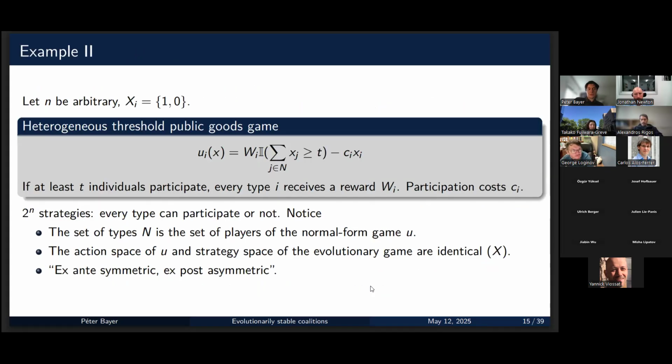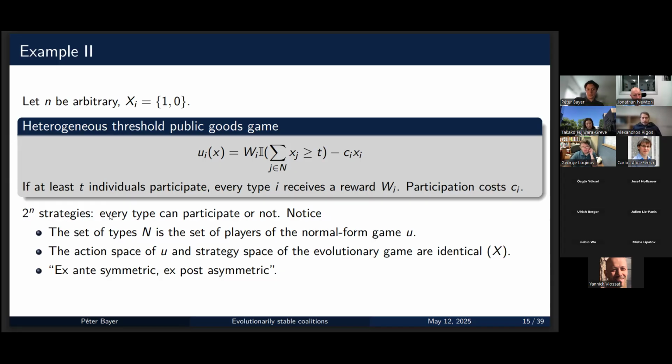Okay, I will have an example. N is an arbitrary finite number, and the action space for every type is yes or no, 1 or 0. And the game is, I call it the heterogeneous threshold public goods game. So 1 encodes contributing to the public good and 0 encodes not contributing. So here the game is, if at least T individuals in the group contribute or participate, so the sum of the individuals' actions is at least T, then every type will receive some reward Wi. And this is where the heterogeneity comes in, because this reward can be different from player to player. And the participation costs are also heterogeneous. If you are in type i, participation costs you Ci.